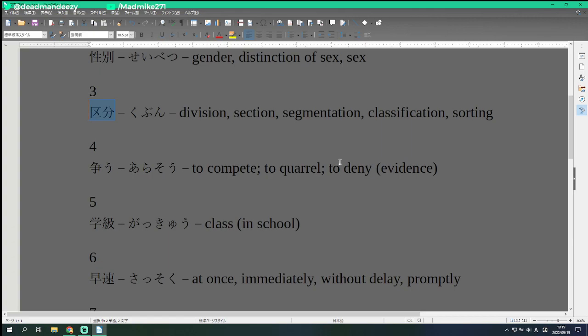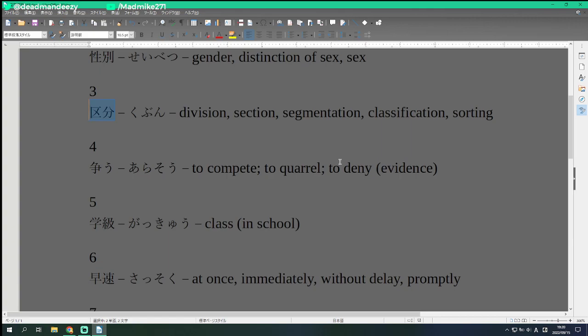Arasou as to deny evidence is a pretty singular way to use it, so we're not going to remember that one for right now. But if we come up on a show that's dealing with evidence, like one of my cop shows or detective shows, maybe we'll remember arasou is to deny. It's kind of like to fight the implication. Arasou is to quarrel, compete, or fight in an intransitive way. Arasou competes. It is competing.